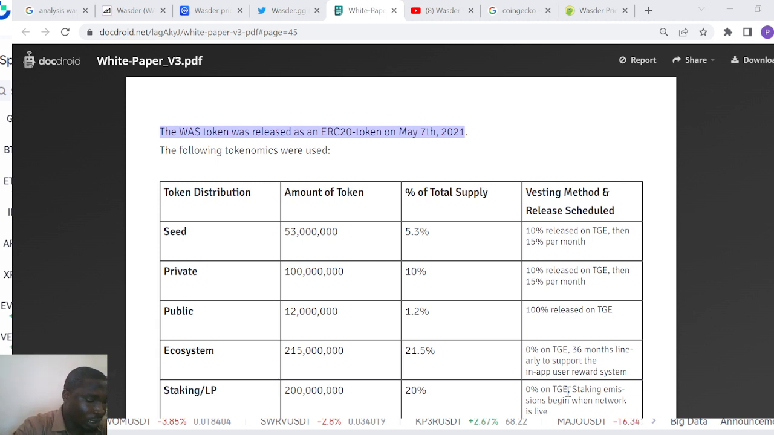So all these are important factors that we must take note of when talking about this token, what we need to know about it, and how we can make use of it. I believe a lot has been dished out to you guys about this token, what you need to know about it, and how you can make use of it. These are all important points that we need to know about.